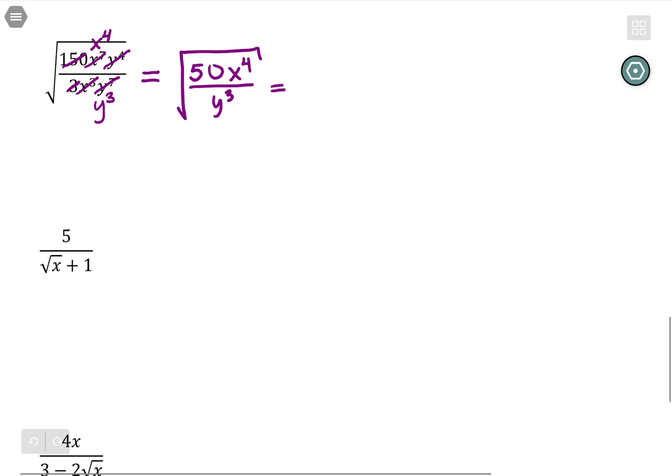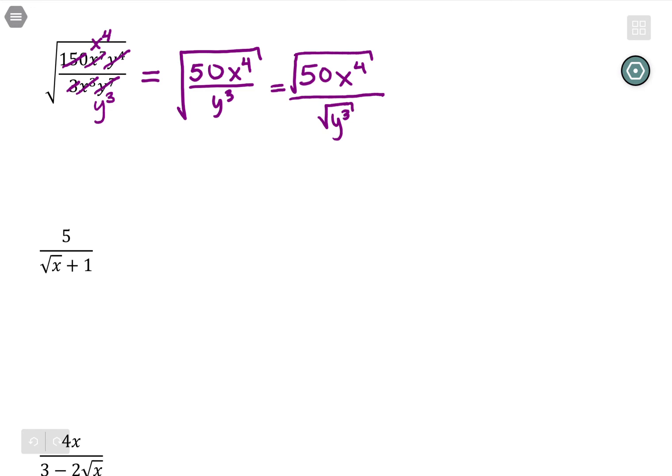Okay, so now I'm going to go ahead and split it up. 50 x to the 4th, and actually, there's more things I can do as well, over the square root of y cubed. So in whatever order you like, you need to rationalize the denominator and you need to extract roots. I'm kind of tempted to extract roots first, just thinking it might make the rationalizing easier, but it really is your choice. So I'm going to go ahead on the top and say 50 is 25 times 2.